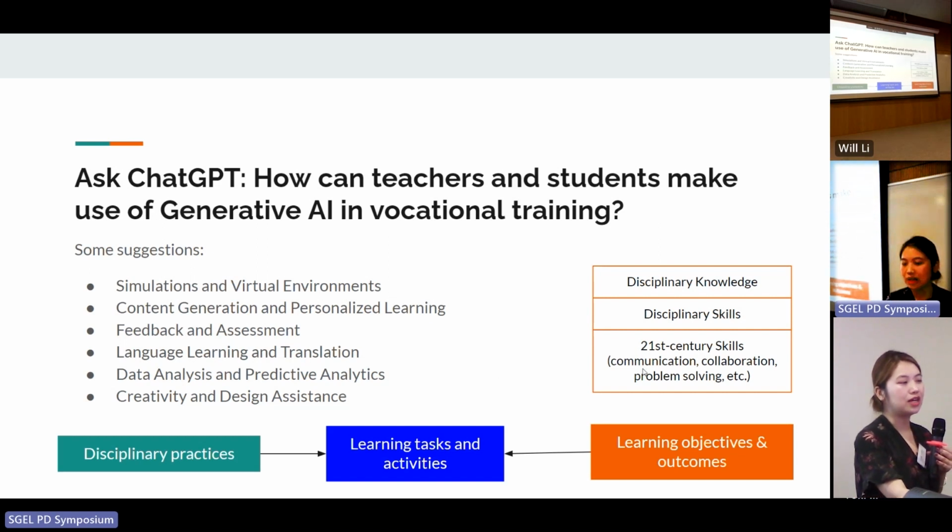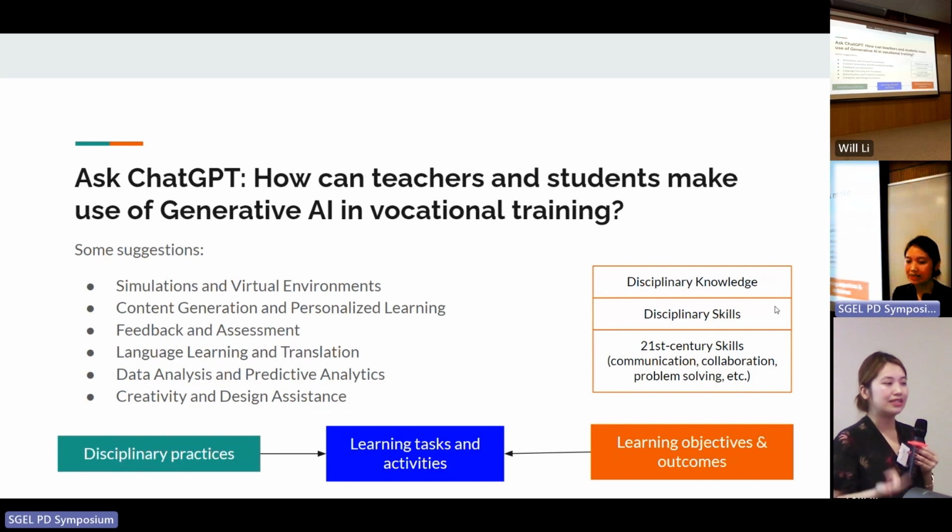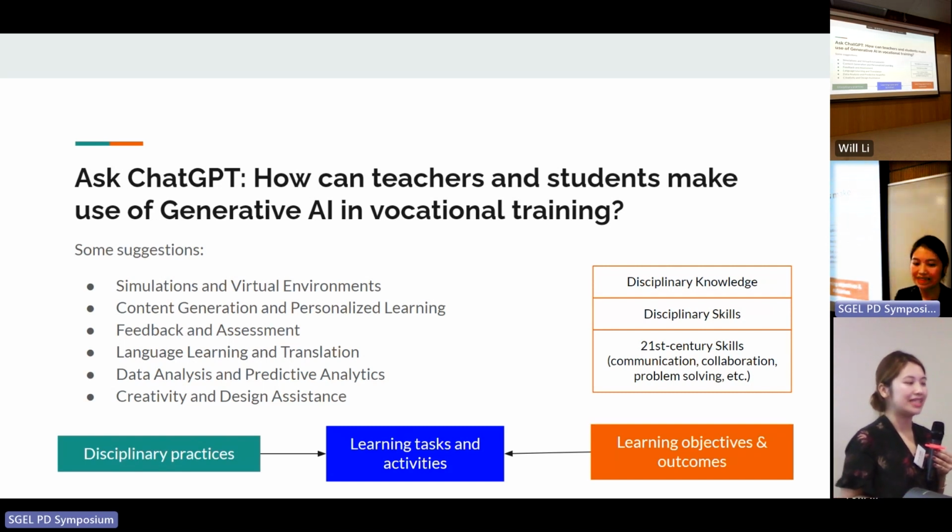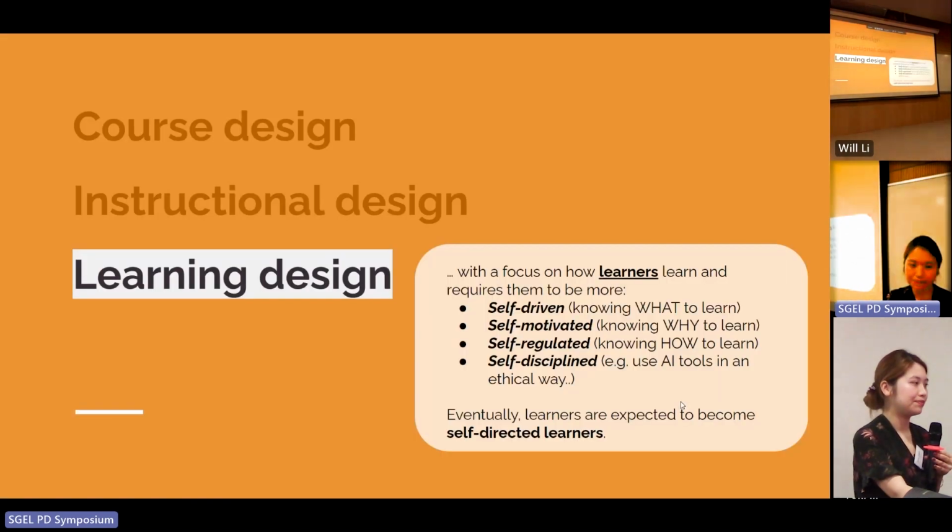if the learning outcomes involve disciplinary knowledge, skills, and 21st century skills, I think Gen AI can help students to learn about disciplinary knowledge and skills. In this case, teachers can spend more time to design the learning tasks and activities to cultivate and develop students' 21st century skills. Okay, so from a learning design perspective, it's different from course design or instructional design. We focus more on learners.